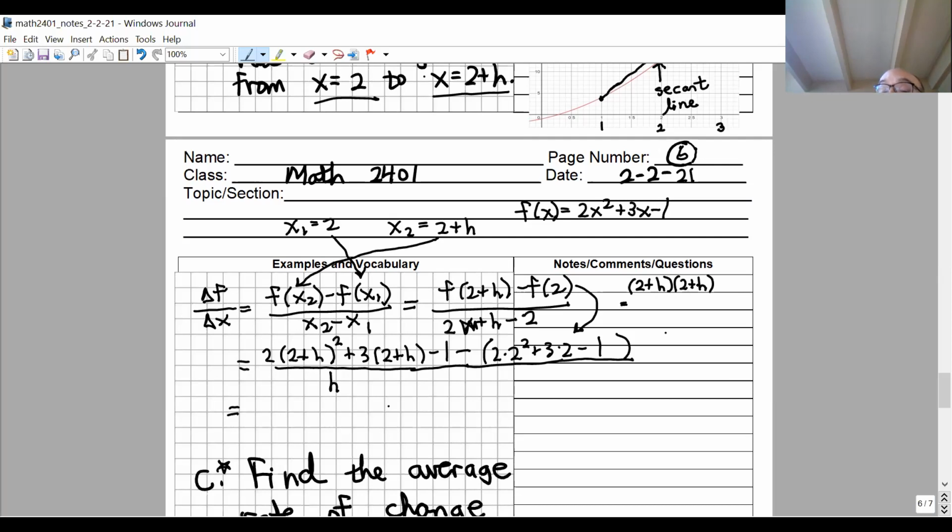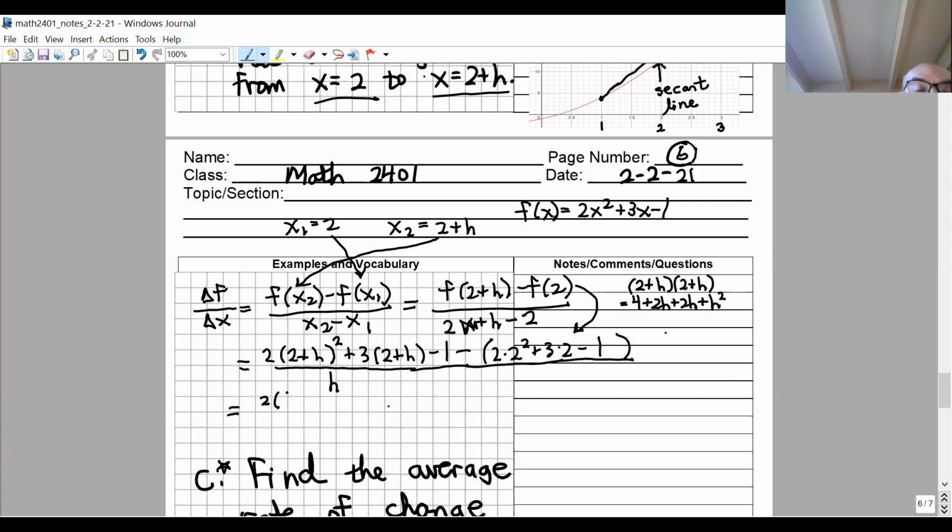And then when you multiply 2 plus h times 2 plus h, you get 2 times 2 is 4. 2 times h is 2h. h times 2 is 2h again. And then h times h is h squared. So be careful when you're squaring the 2 plus h. And don't forget, all of this is still multiplied by 2, right? Let's see. So what is that going to look like?